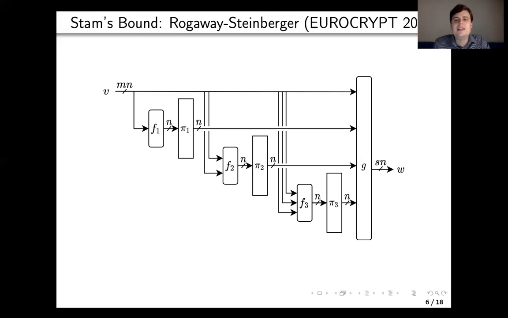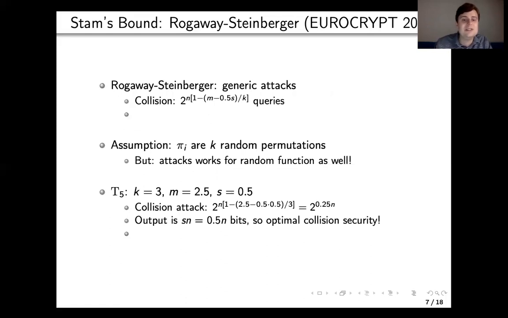We also need another parameter, and that is s. So s in this case will be 0.5 because it relates to the size of the input. So the size of the final output of the whole hash function that we're providing is half of the size of the input. Okay, so let's plug in these numbers. And we find that Rogaway and Steinberger in their paper show that there's a generic collision attack. So collision meaning that you're looking for 2 distinct messages that provide the same output, that has a complexity of 2 to the power 0.25 n. So that would be 2 to the power n over 4.